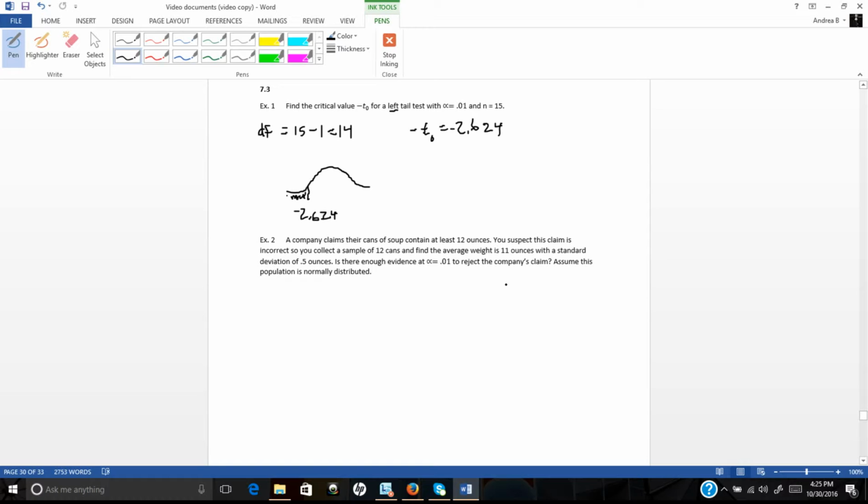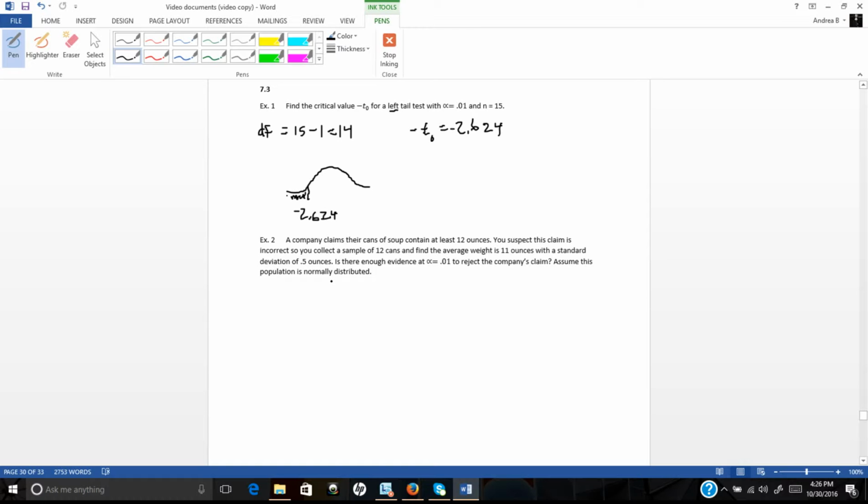For this next one, the company claims their cans of soup contain at least 12 ounces. You suspect this claim is incorrect, so you collect a sample of 12 cans and find the average weight is 11 ounces with a standard deviation of 0.5 ounces. Is there enough evidence at alpha equals 0.01 to reject the company's claim? And here we need to assume that it's normally distributed.